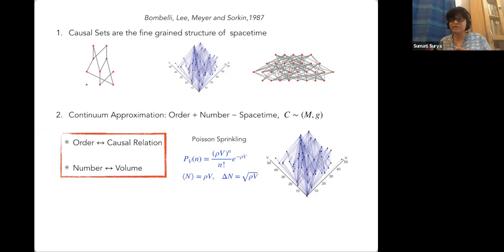And if you did this using a regular lattice, we know that would not be covariantly a good way of doing things, because the number of elements in a particular region is not covariantly defined.